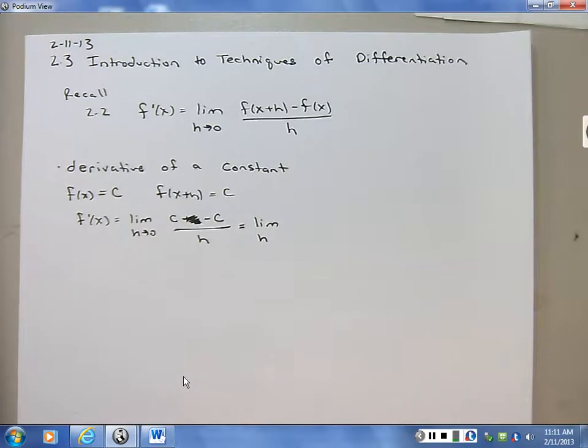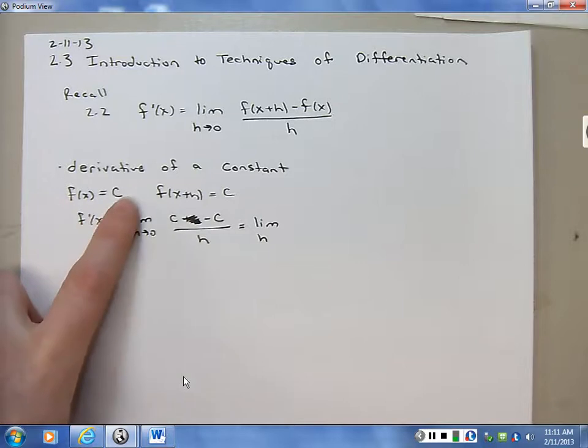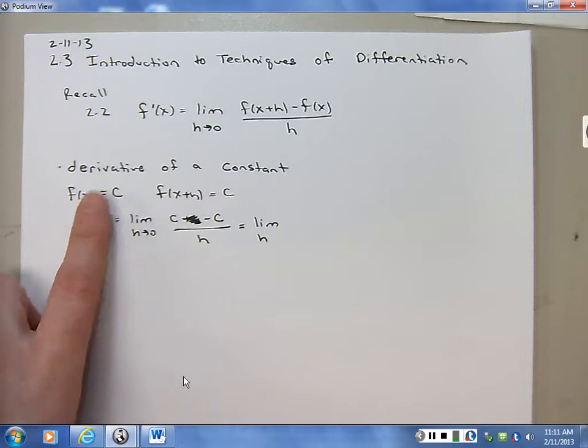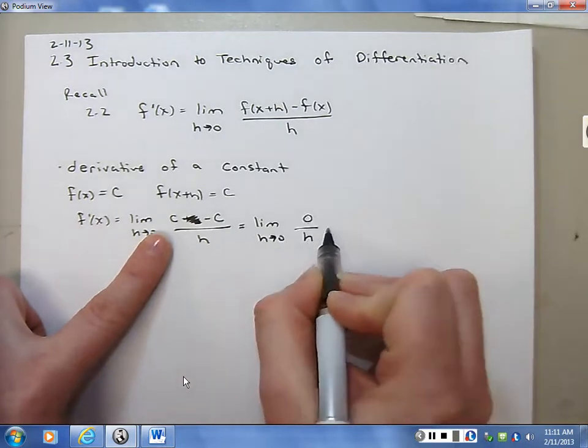Does that make sense? There's no x. So if this function is 5, and I replace the variable in the function with anything else, I still just get 5. It's always the constant. So what I have here is 0 over h.